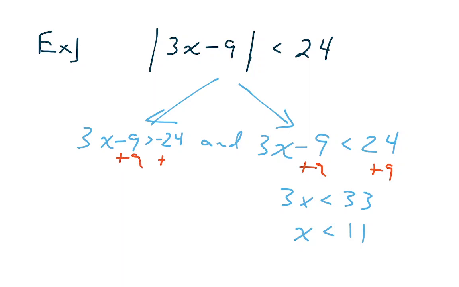What do we get over here? We're going to get 15, right? 3x is actually greater than negative 15. So if you divide that, we have x being greater than negative 5. It's supposed to be an AND statement.